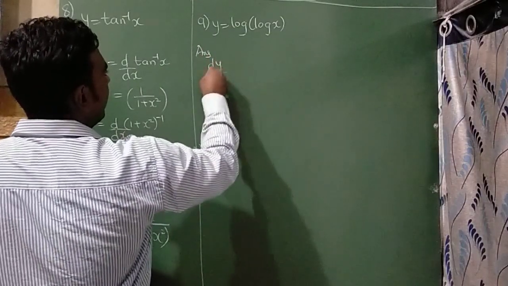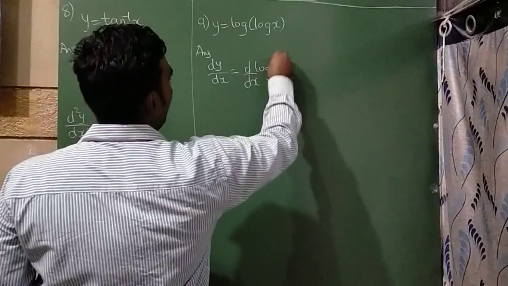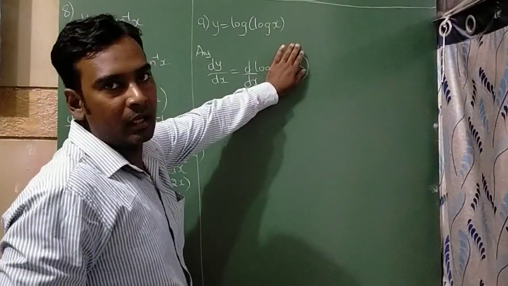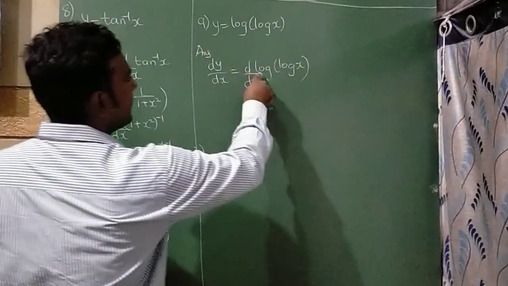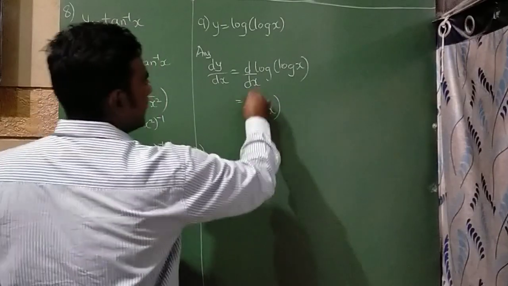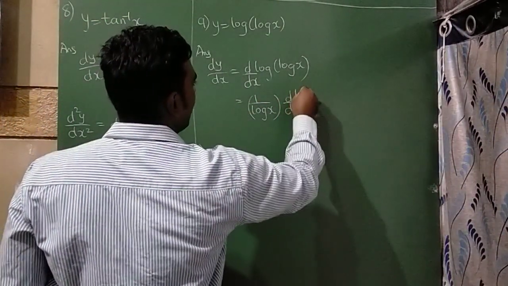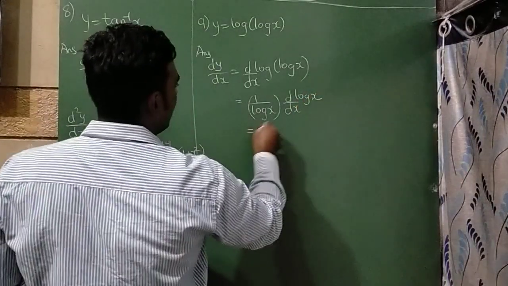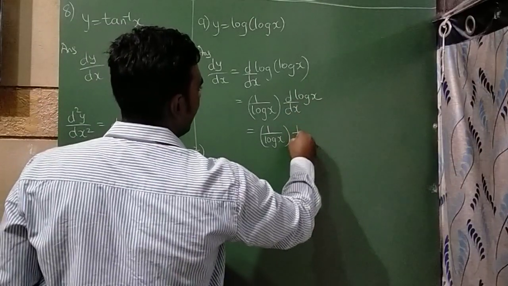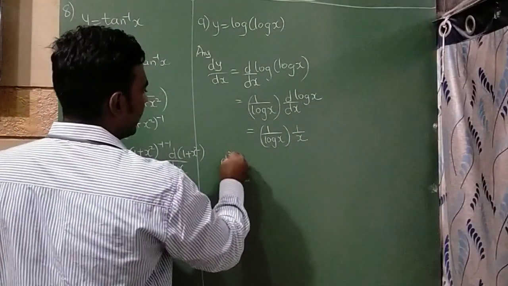Here dy by dx is equal to d by dx of log log x. Consider this whole term as one variable. So what is d by dx of log x? It is 1 by x. Since it is a chain rule, I am going to write d by dx of log x. So 1 by log x into d by dx of log x, which is 1 by x. Again I have to differentiate this.